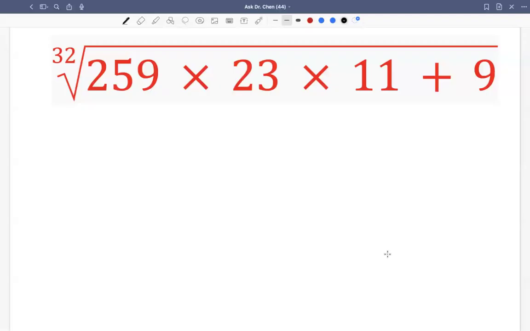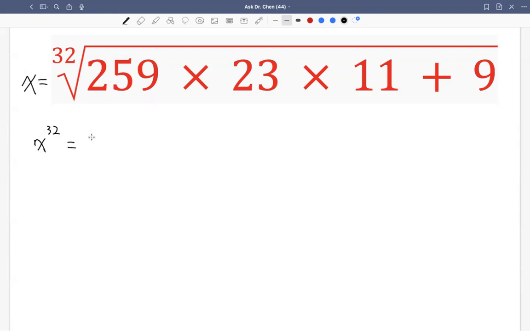Let's calculate this expression. So we have the 32nd root of 259 times 23 times 11 plus 9. So that means, let's call this x. That means x raised to the power 32 equals this number.